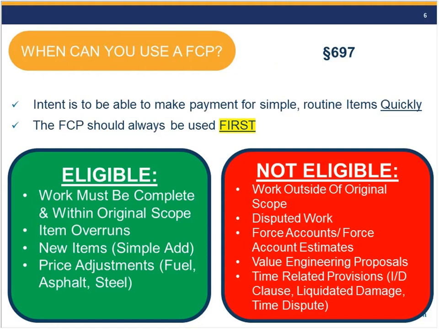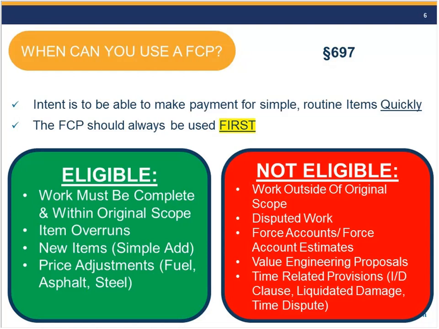So when can you use an FCP? We mentioned that there's some rules associated with the FCP item. And again, these are taken from the standard specification 697. So the intent of the FCP, again, is to be able to make payments for simple routine items quickly, the mechanism to pay quickly. We should always use it first when we can. So the first thing we need to do is determine, is the work that I'm considering eligible? So we made it really simple here. Green is good, red is bad in this situation. To be eligible, it must be complete. So you must have already done the work, and it must be within the original scope.